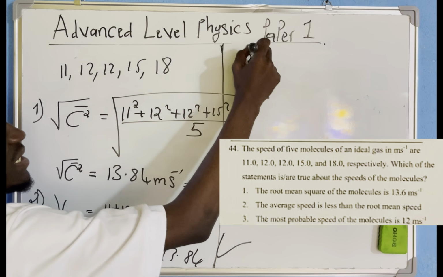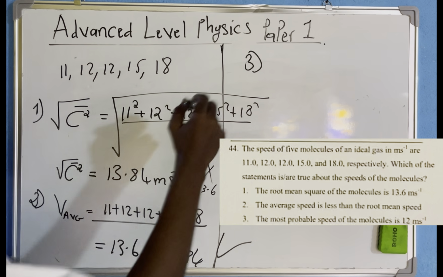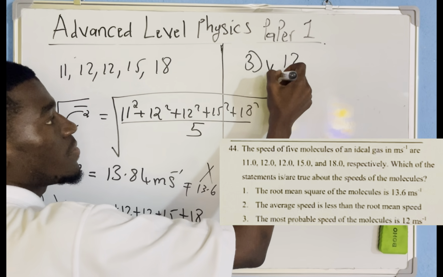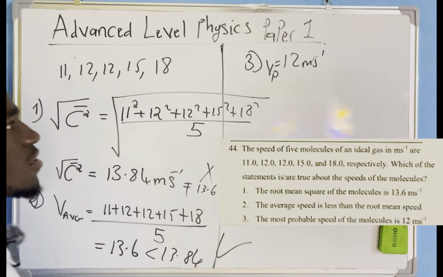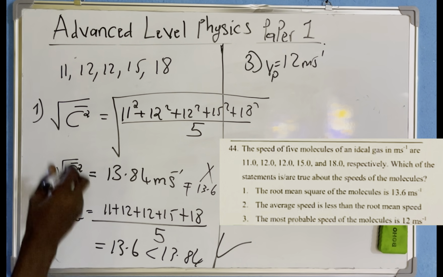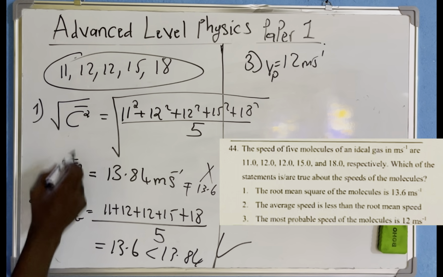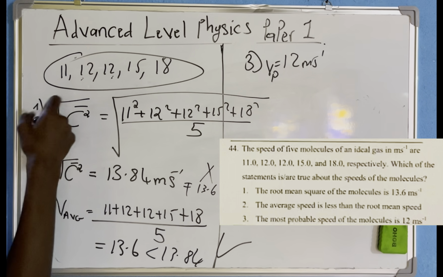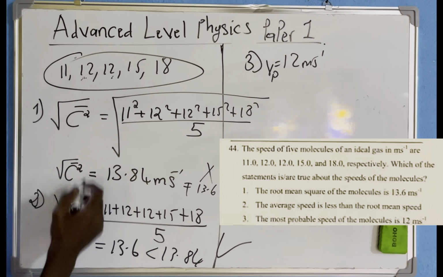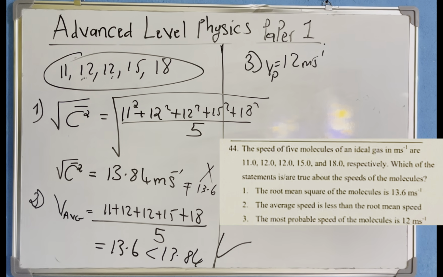Now statement 3. The most probable speed of the molecule is 12 meters per second. Very correct. To know the most probable speed, we look at our set of speeds and see which one appears most. It is 12 that appears most. Therefore, the most probable speed is 12 meters per second. It appears 2 times, the other ones appear 1 time. Therefore, the answer should be 12 meters per second, making statement 3 correct.